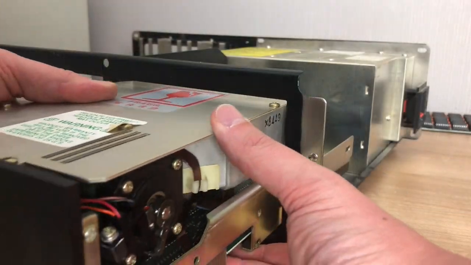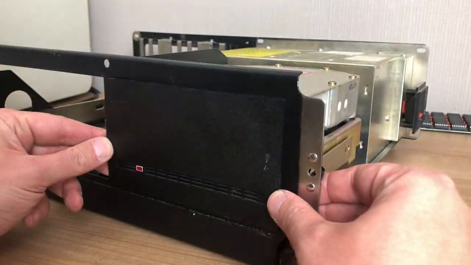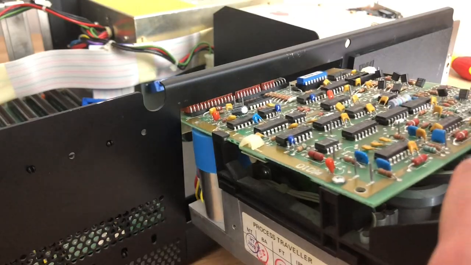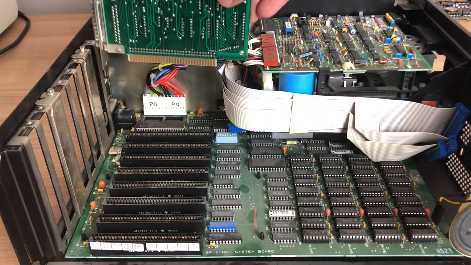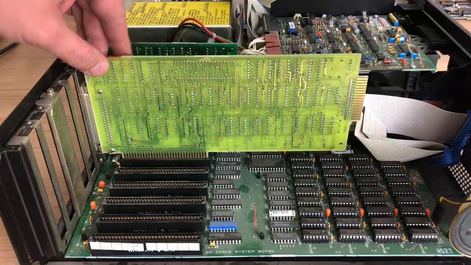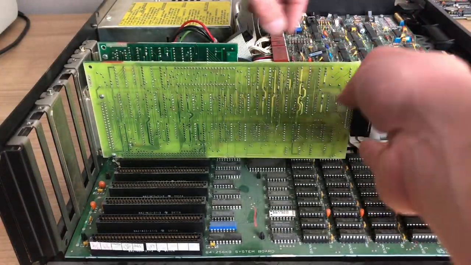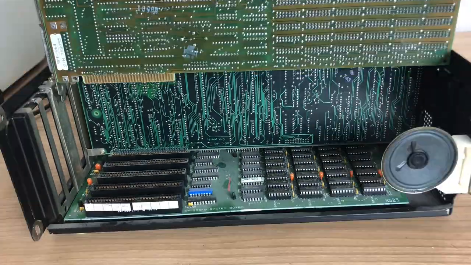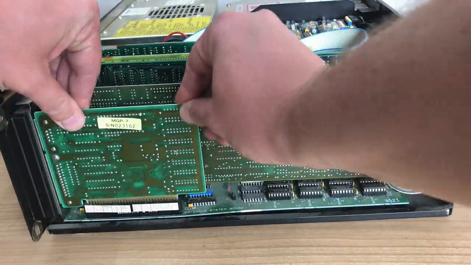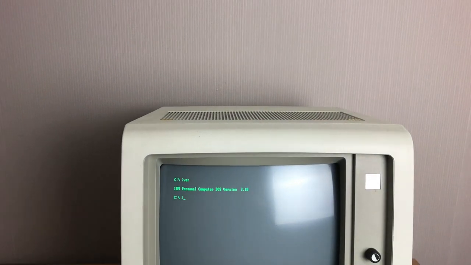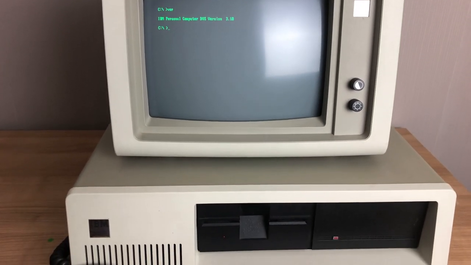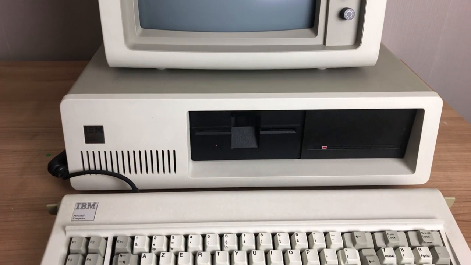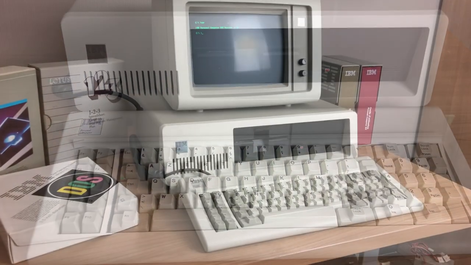So we're going to put the hard drive back into the case, add our floppy drive with our new capacitor, put back all of the expansion cards onto the main board, hook up the disk drive, hook up the hard drive, add our memory expansion and video card, and now we have a fully functional IBM 5160 PC XT again with a working hard drive and a working floppy drive.